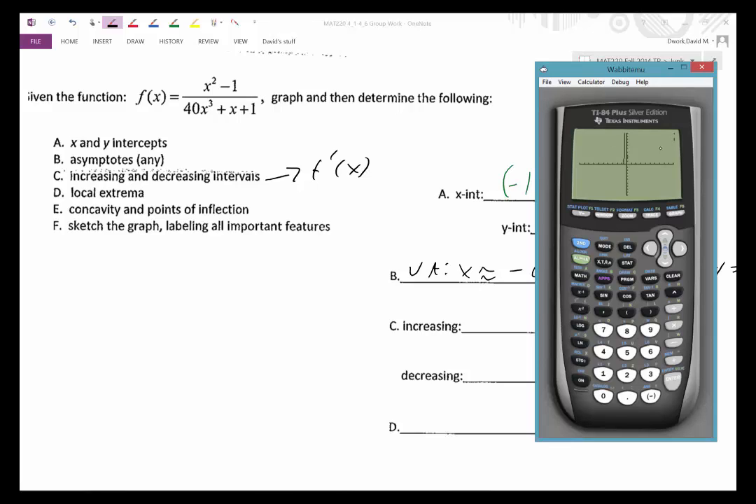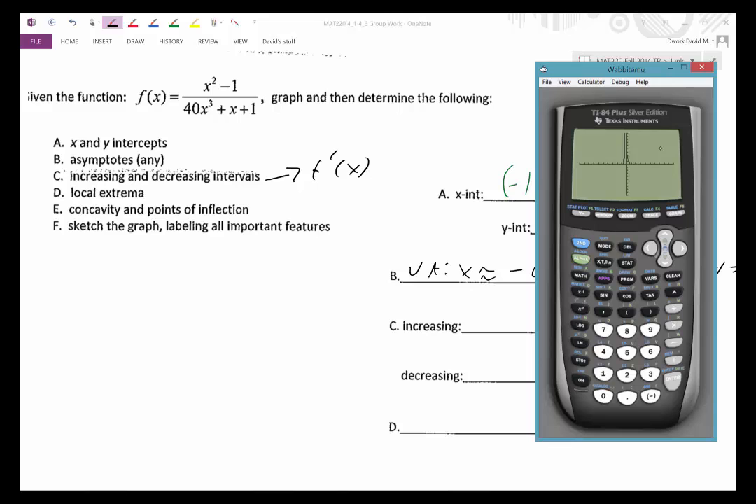Now notice how slow the calculator is going. When you do derivatives in your calculator and you start using this method, you want to not hit graph until you're sure you're ready, because the calculator will take a very long time.